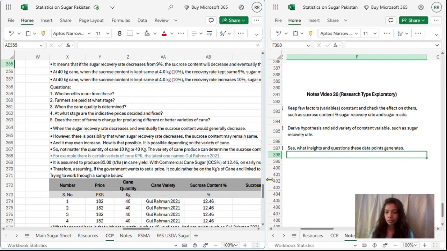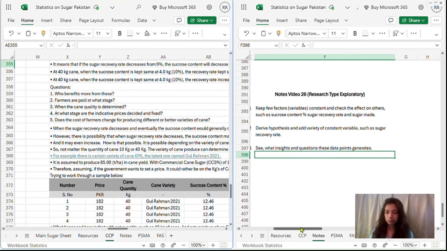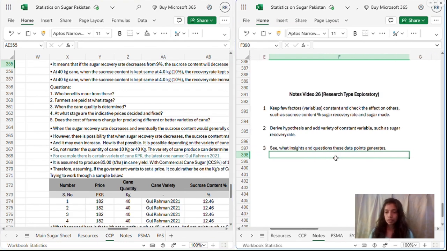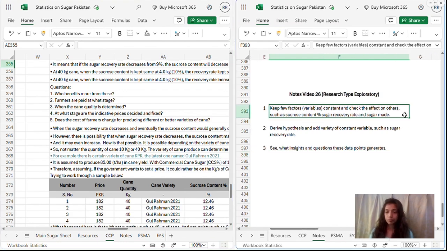So let's just read these notes that I've prepared. Keep a few factors or variables constant and check the effect on others, such as sucrose content percentage, sugar recovery rate, and sugar made. So whenever you do research, you keep some of the factors or variables constant, and you check the impact on the other variables that are not constant and that are changing with time.